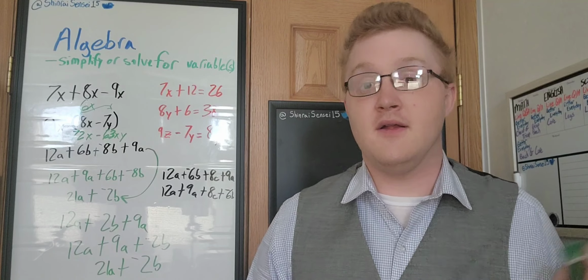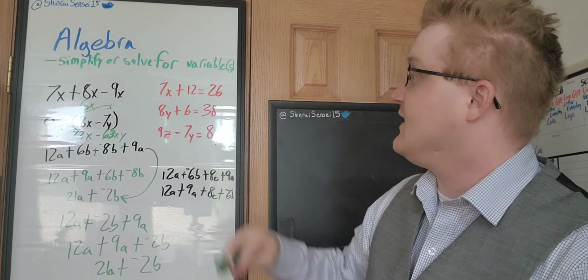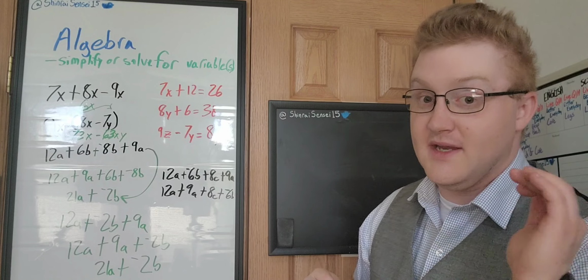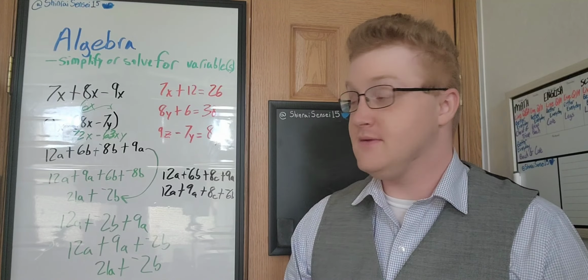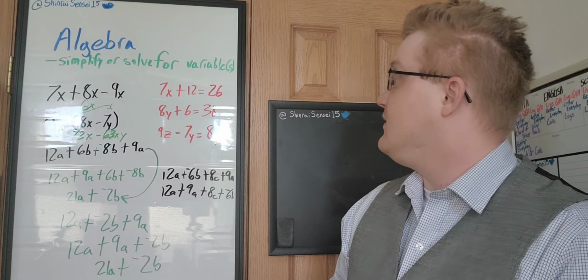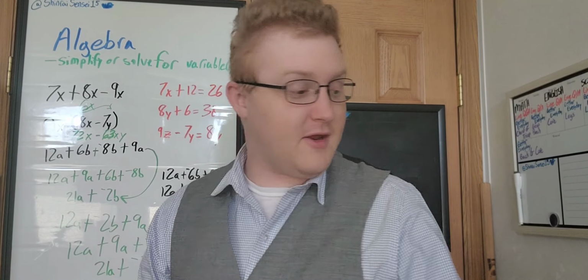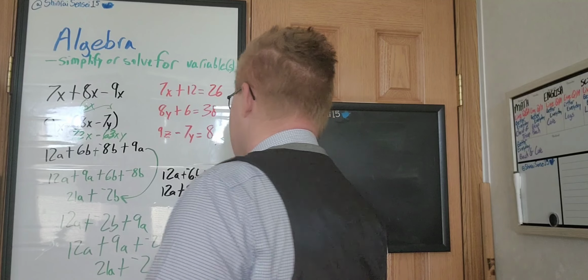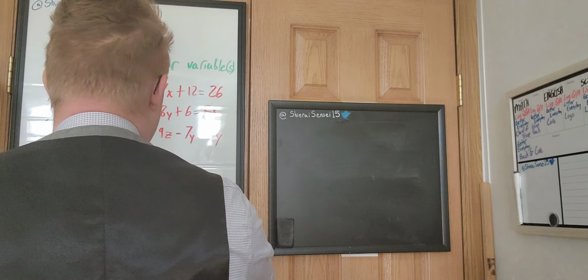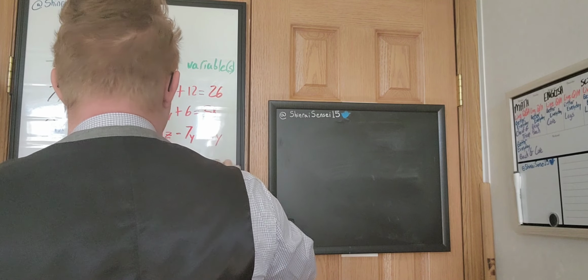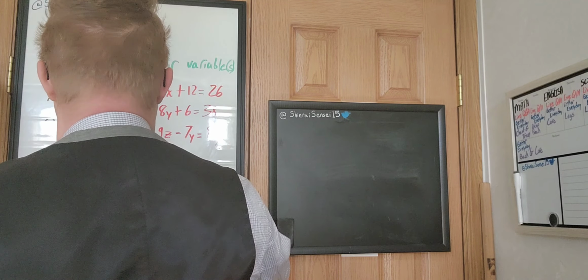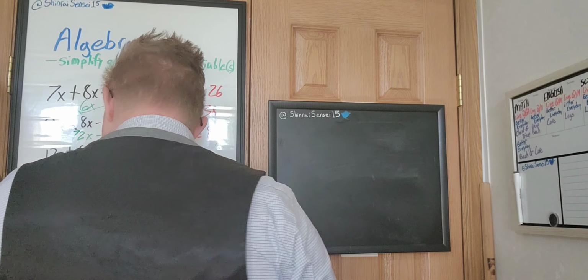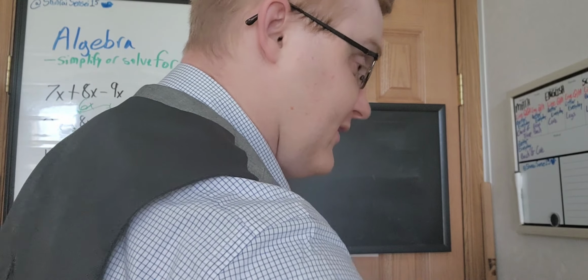Now, let's go ahead and simplify these equations down, right? Or we can solve the equation and find the number that the variable is. I'm going to go ahead and erase some of this so that I can have a bit more room to work with. There we go. That way I can keep the correct answer on the board for this one.